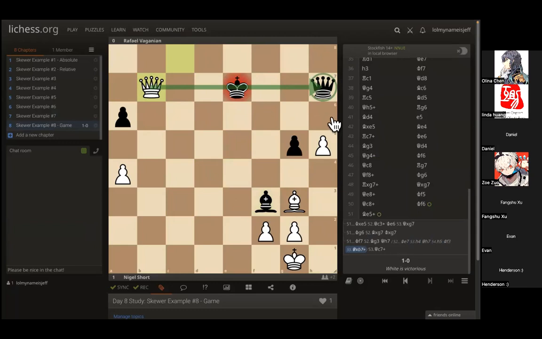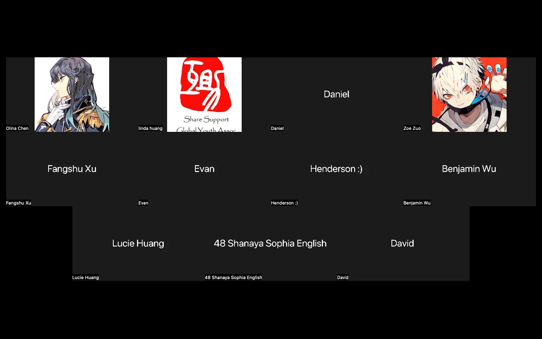So those are the 8 examples of skewers we have. Now we'll actually split into breakout rooms. We'll do a bit more practice for today. So I'll assign you guys to breakout rooms now.